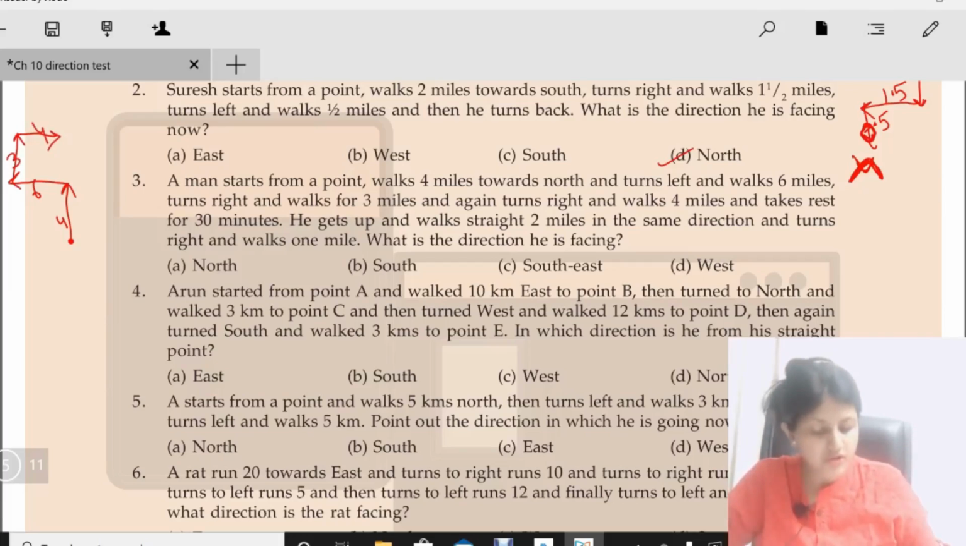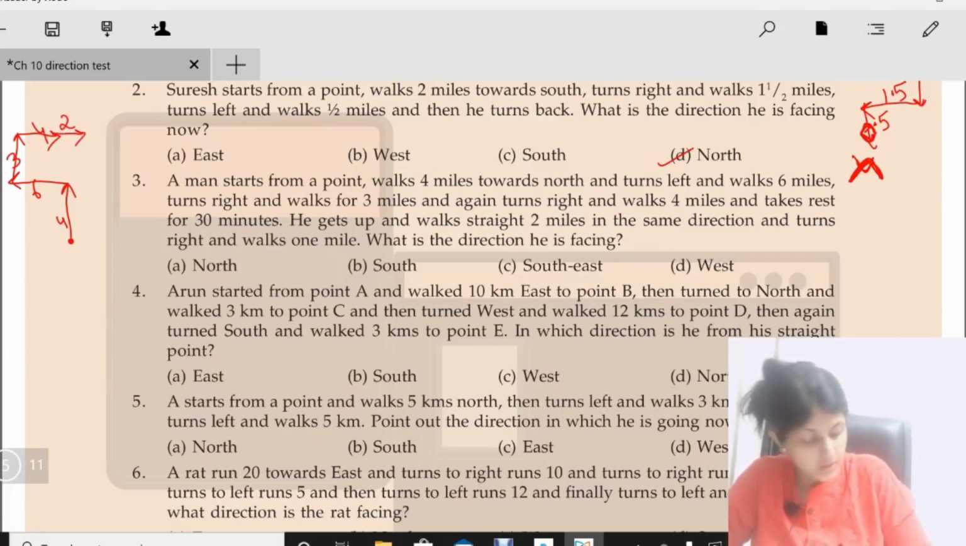He gets up and walks straight 2 miles in the same direction and turns right and walks 1 mile. What is the direction he's facing? Oh my God, so much of stories and such a simple thing.